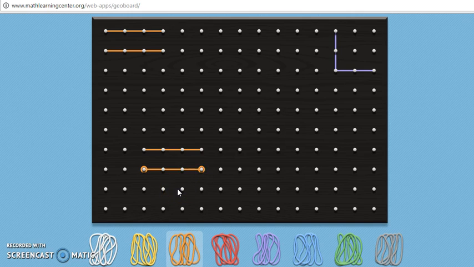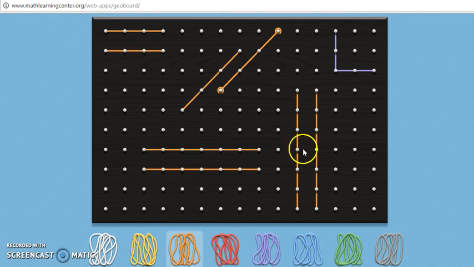Here are a pair of parallel lines. We know they are parallel because no matter how long we extend them, the two lines will never intersect. Here we have a few more pairs of parallel lines. We have a pair here that will never intersect one another, and also a pair of diagonal lines that will never intersect one another.